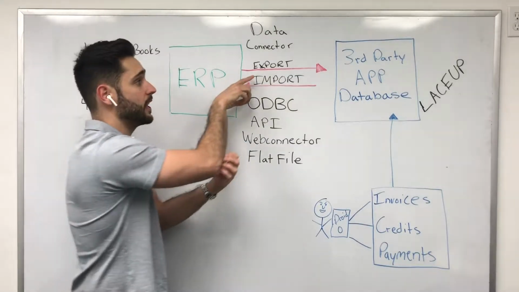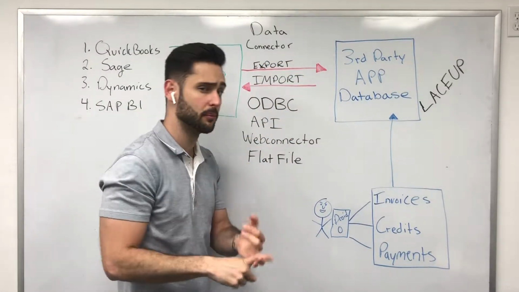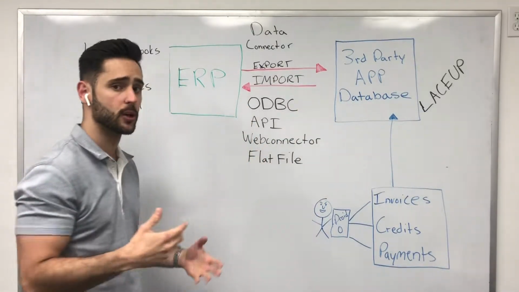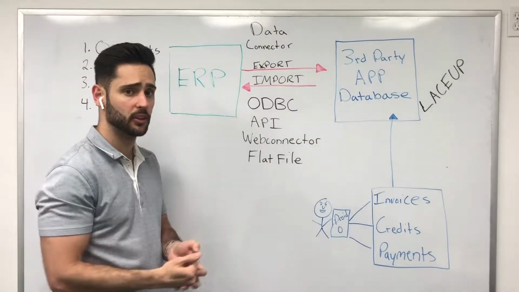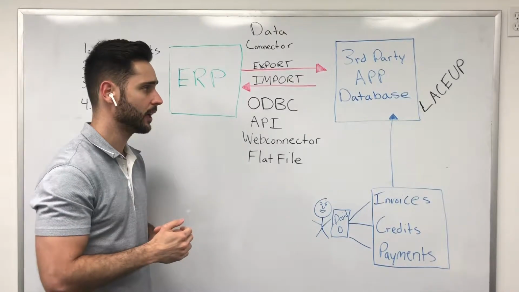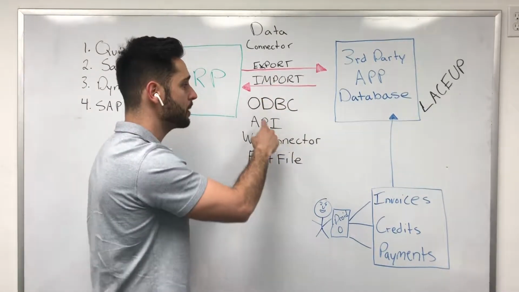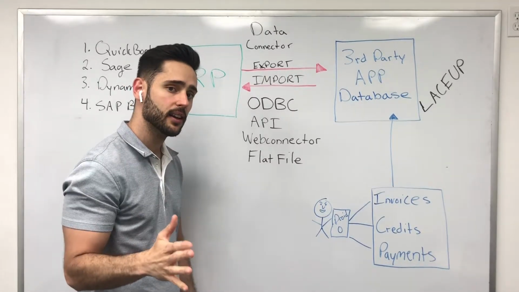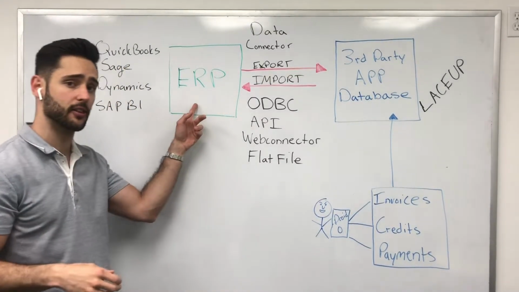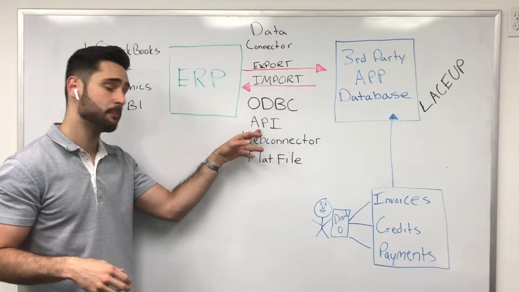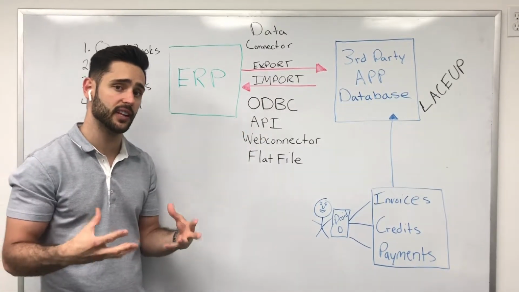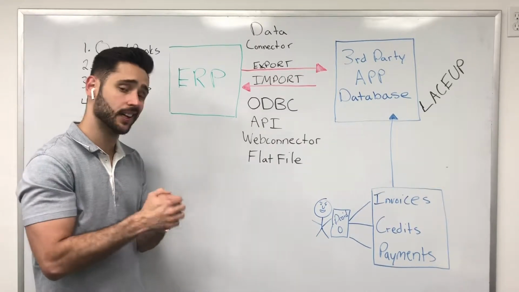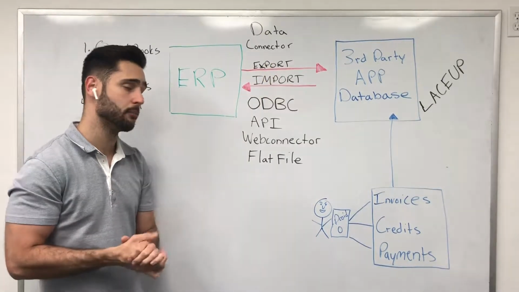You have the ERP exporting customer information, pricing, products, inventory, and you have the third-party importing transactions, new items, new customers, etc. Now the way that this handshake happens is through something called an ODBC. This is something that these ERP systems offer. Also offered is an API. An API is an interface that enables the third-party solution to connect and do this export and import.